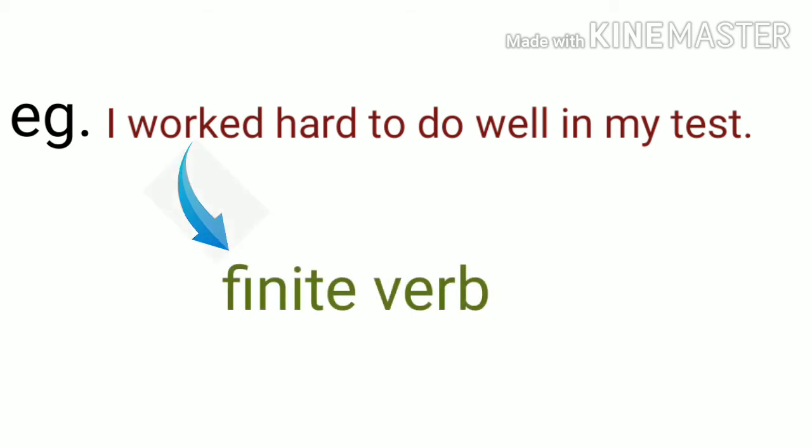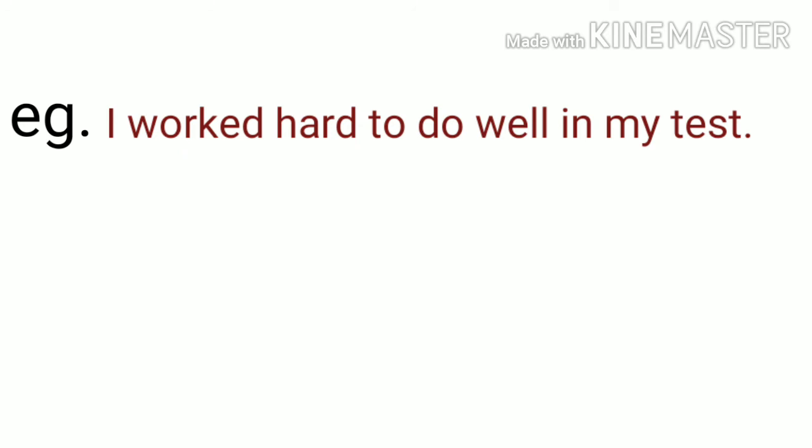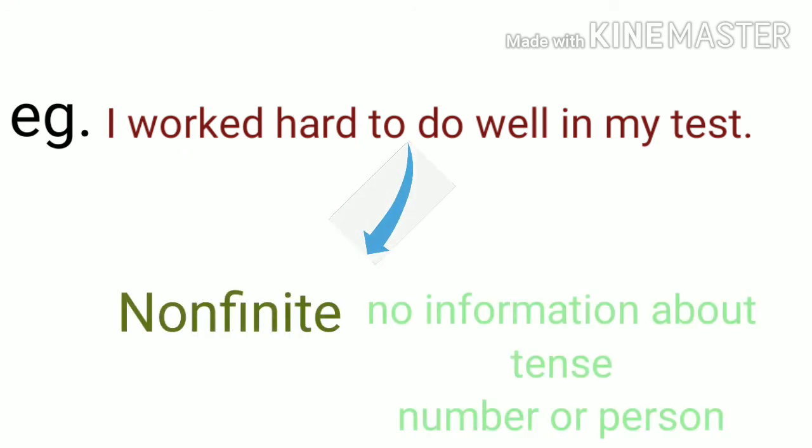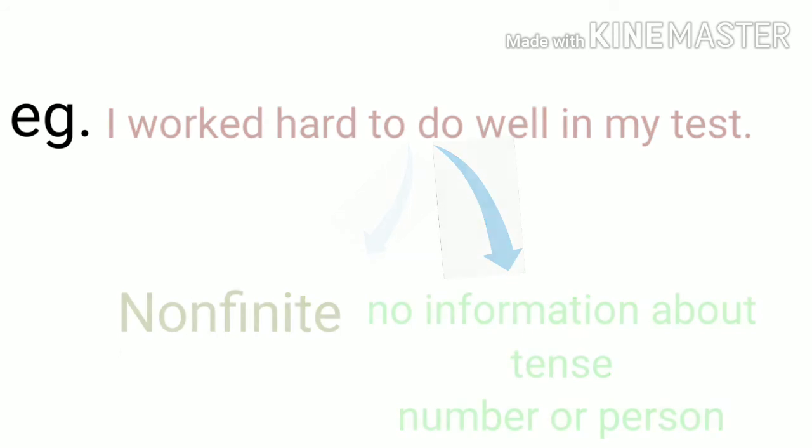If you compare in the sentence, I worked hard to do well in my test. In this sentence, the word worked is an example of a finite verb. It's been written in the past form. It is the past form of the base verb work. So worked is telling us the tense of the sentence, but to do is not giving any information about the tense of the sentence or the information about the subject.